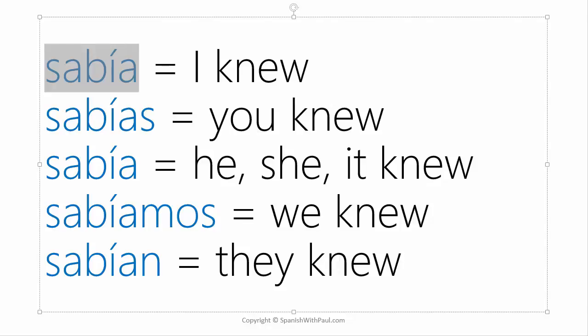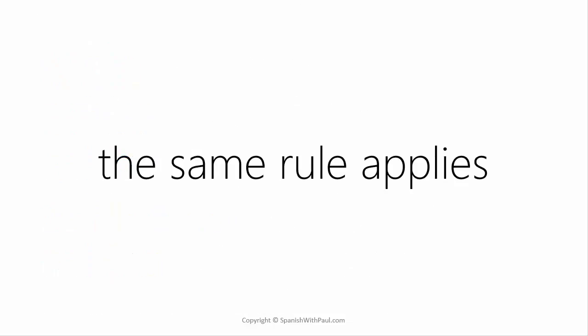Now, this literally means in English, I was knowing, you were knowing, he, she, or it was knowing, we were knowing, and they were knowing. So unlike English where I knew or I didn't know sounds like a dot in the past, in Spanish they always treat it as a line, and you will use this line past to express that. Now, the same rule also applies as before.